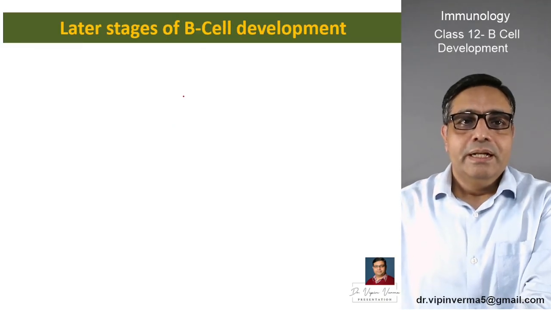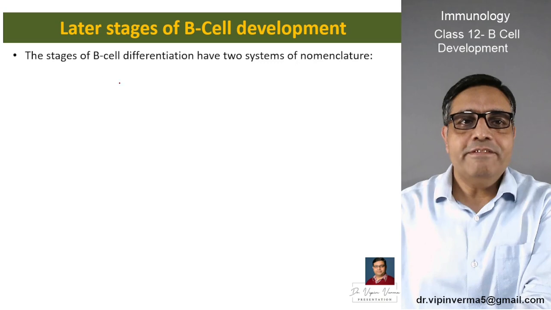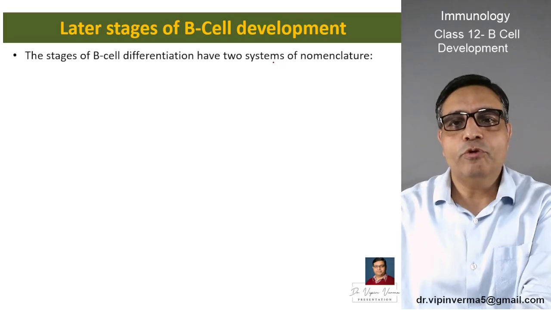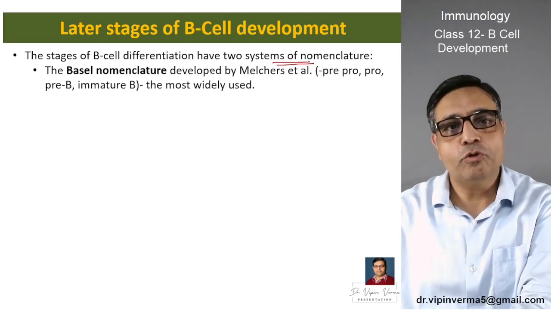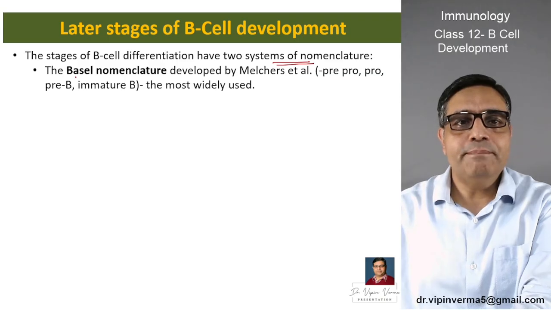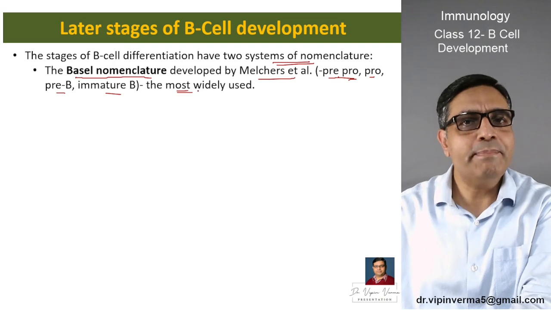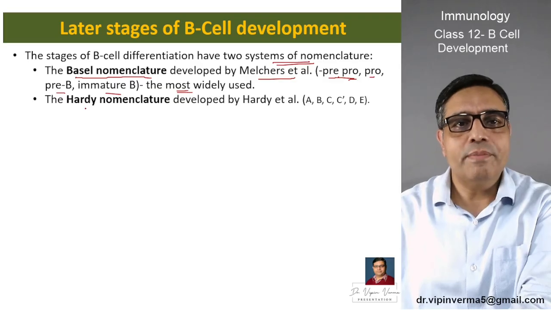Okay. Now, if we look at the later stages of B cell development, the stages of B cell differentiation have two systems of nomenclature. Let us first see what the systems of nomenclature are. The first is the Basel nomenclature. It was developed by Melchers et al. According to this nomenclature, the cells can be named pre-pro B cells, pro-B cells, pre-B cells, and immature B cells. And it is the most widely used. In papers, you will find this nomenclature, the naming will be very, very common.